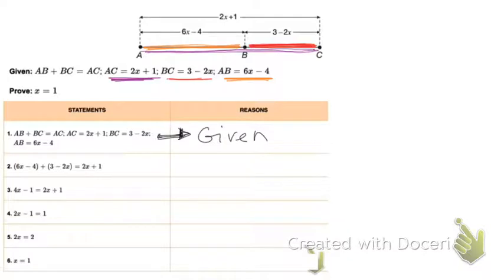Now let's look at the first step to go through the process of proving that x equals 1. So what I did is I took AB plus BC equals AC, and I substituted in what AB is, and what BC is, and what AC is. I took these and I substituted them all into that equation. And so the reason I can say this now is the substitution property.